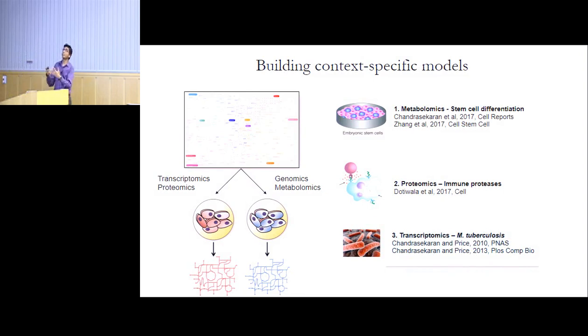So I talked about how we can integrate proteomics and metabolomics data and create these context-specific models, and how we can interpret these high-throughput data using them. Finally, I want to talk about how we can use transcriptomics data to create context-specific models.